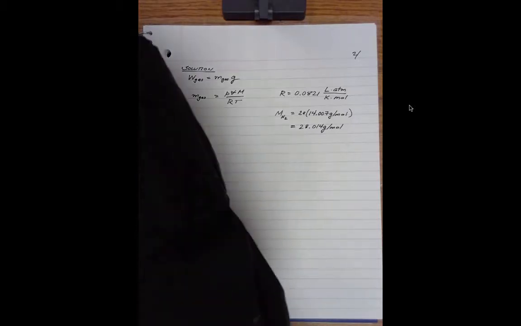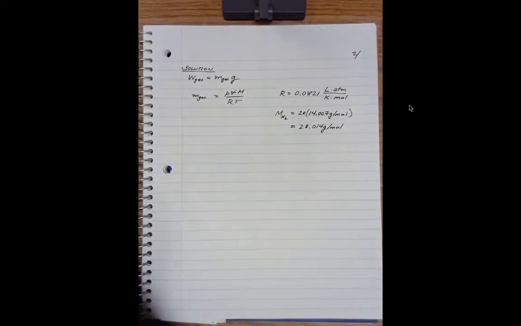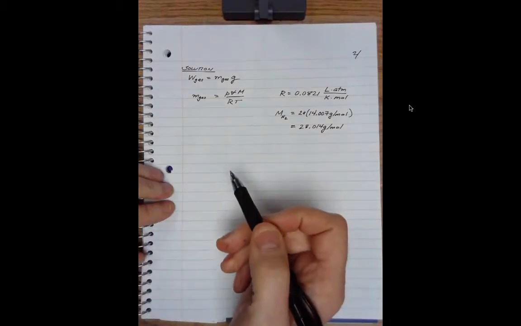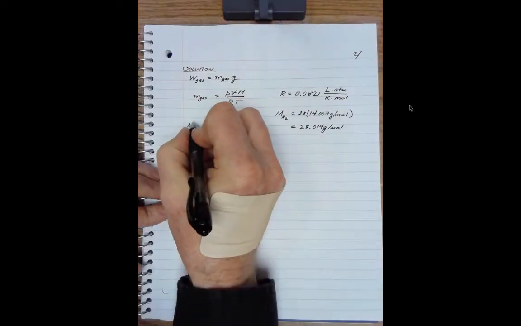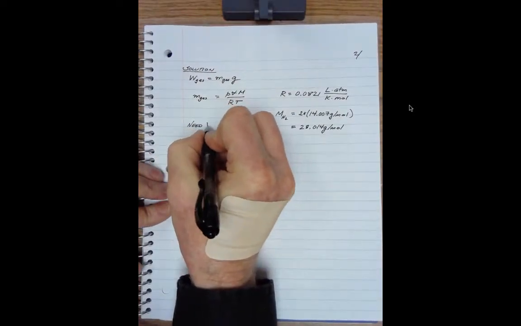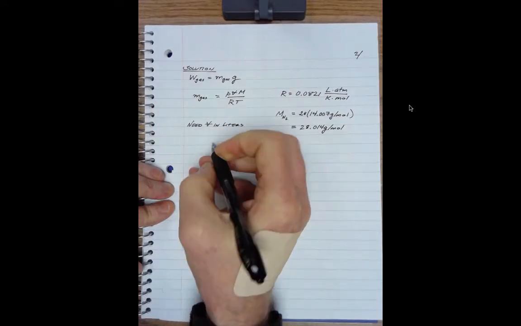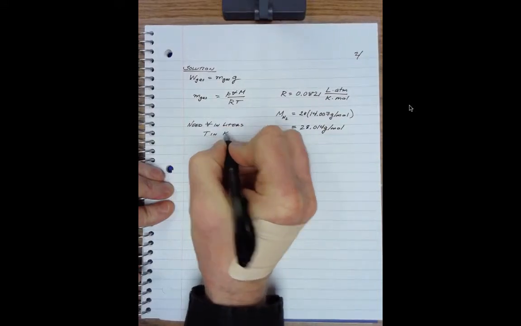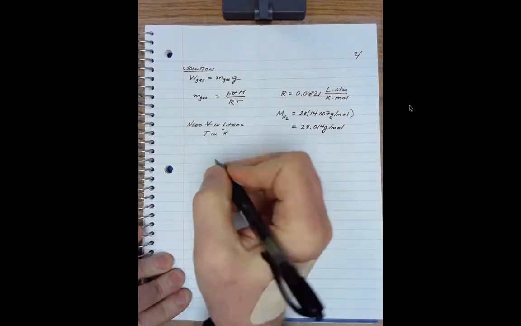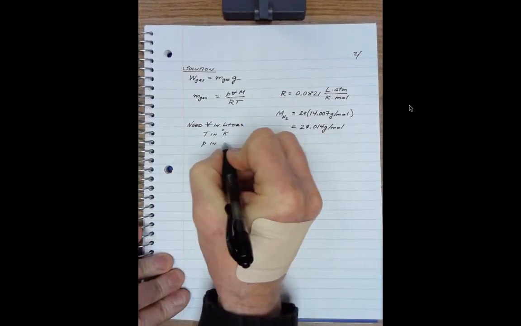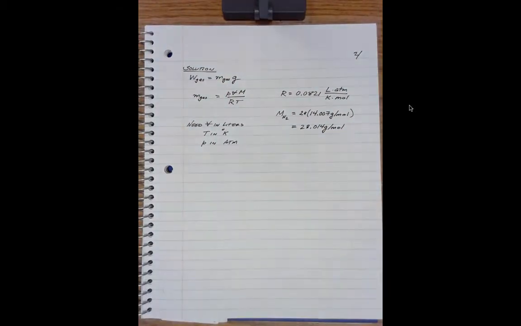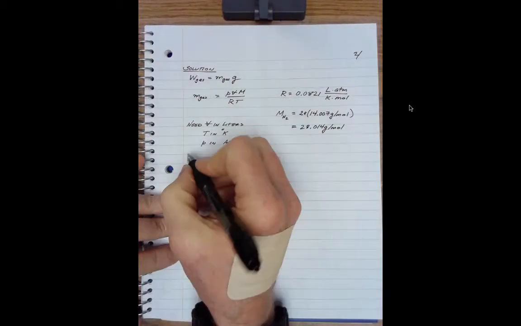All right, and returning to our documentary steps. So we're going to need volume in liters and temperature in Kelvin and pressure in atmospheres. For no particular order, let's start with the volume.